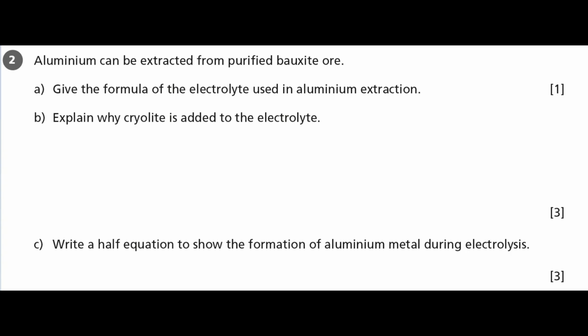Let's read the question together. This question has an introduction or a rubric, so let's read that sentence. Aluminium can be extracted from purified bauxite ore. So this has given us some information. We are collecting aluminium and we're collecting it from bauxite ore.